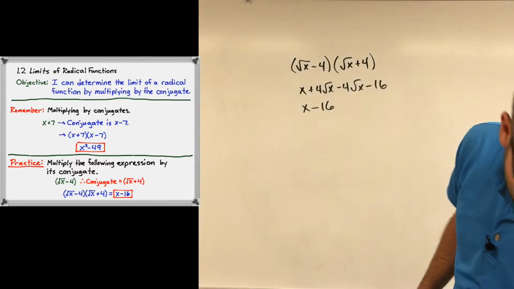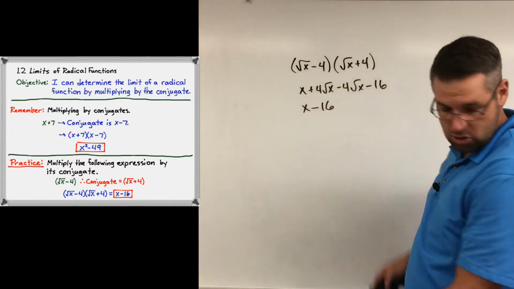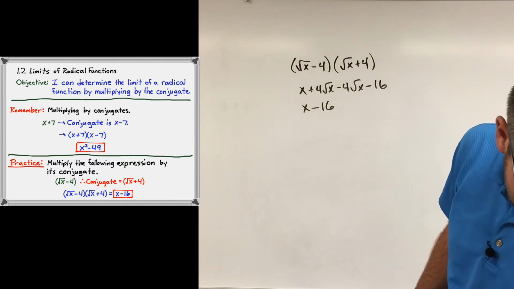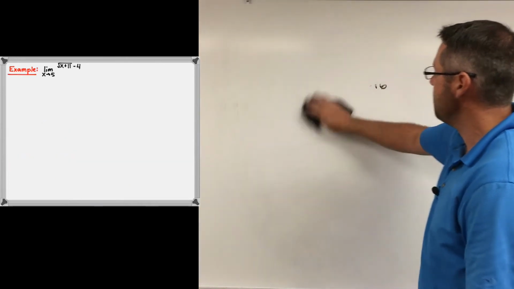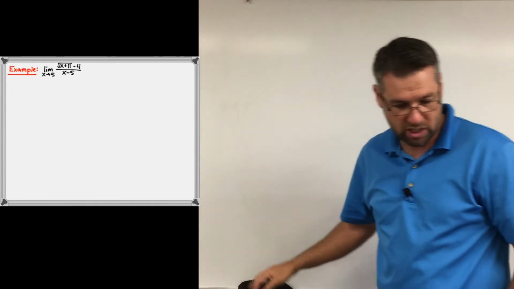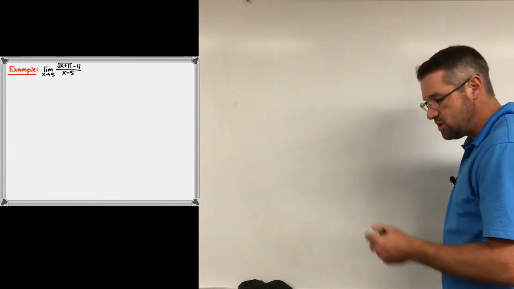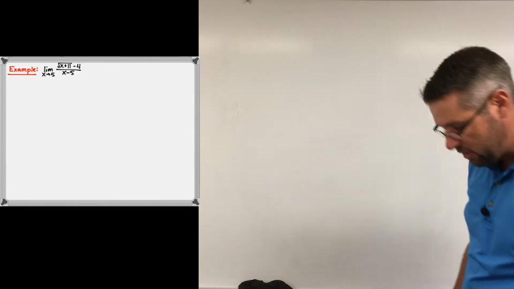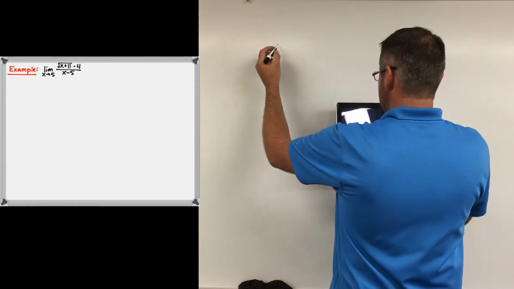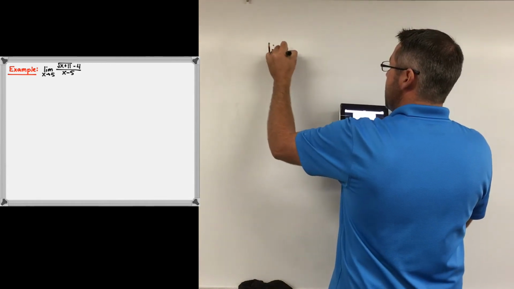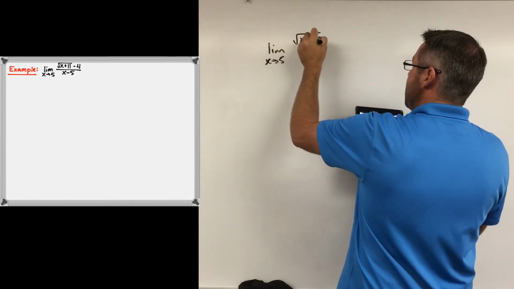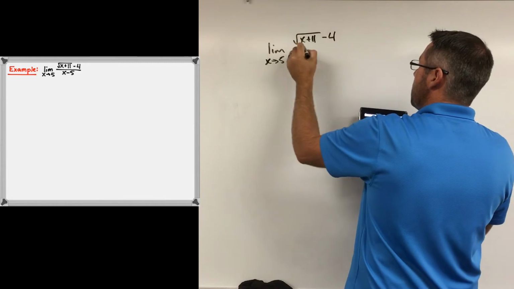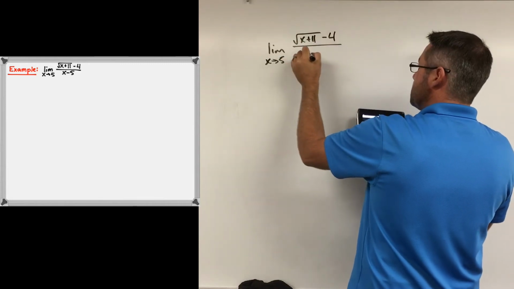If you were to multiply rad x minus 4 by its conjugate, you get x minus 16. Now, you can't just randomly do that on any problem that you want. You have to make sure that what you're doing is mathematically sound. But let's take a look at an example of where this plays out. The limit as x approaches 5 of rad x plus 11 minus 4, over x minus 5.